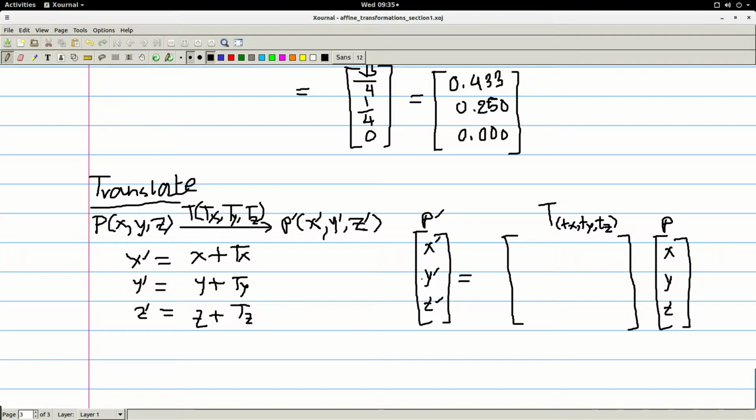Okay. So help me out with the entries. How do you write, let's say, the first row, so that you multiply it with x, y, and z to come up with x plus tx?